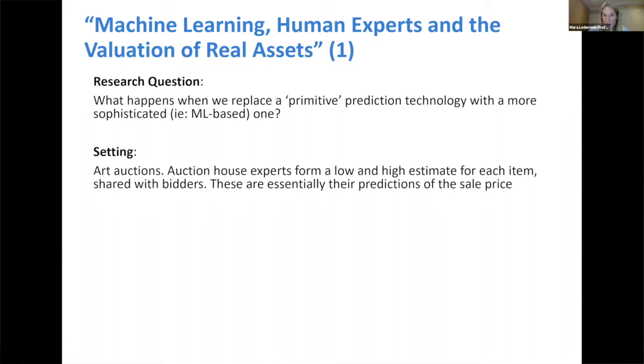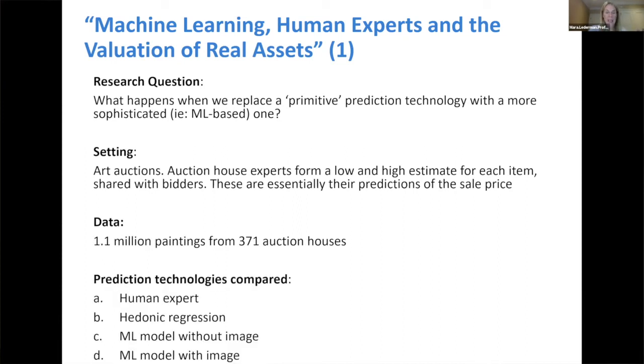They say auction houses have human experts who form, before every auction, a low and a high estimate for each item, and that's shared with bidders. So it's kind of meant to anchor the bids that come in. Essentially, you can think of these as their predictions of the sale price, okay? So that's what I mean by a primitive prediction technology. They have data from over 1 million paintings from 371 auction houses, and they essentially compare 4 prediction technologies. The humans, right, which they have.